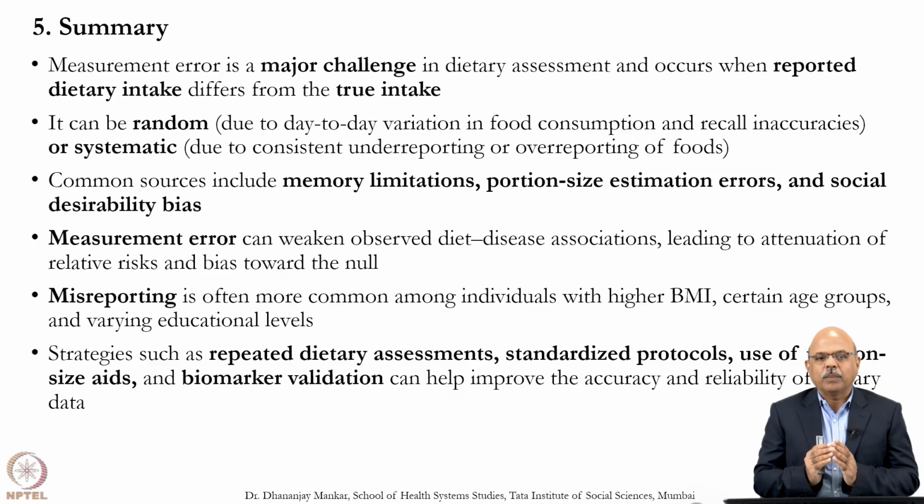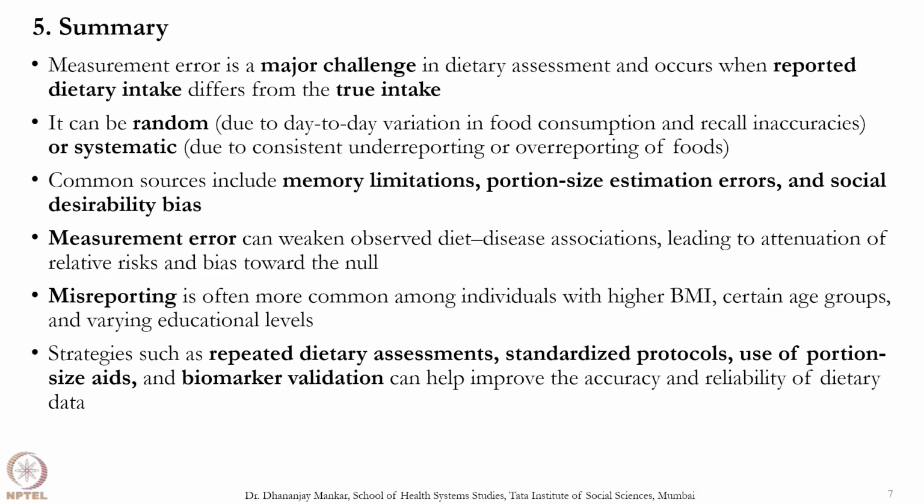Common sources include memory limitations in recollecting, portion size estimation with respect to proportion and size, and even measurement, and social desirability as I stated. Measurement error can weaken the observed diet-disease association, and it can also lead to attenuation of relative risk and bias towards the null. Misreporting is often more common among individuals with higher BMI and certain age groups, especially older, and varying educational levels, especially people with low education.